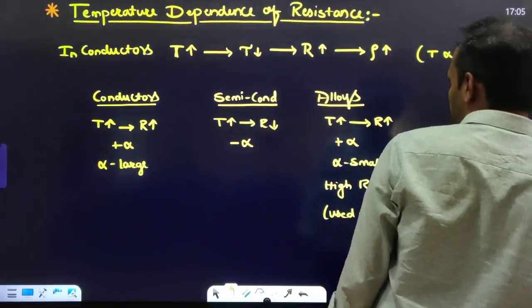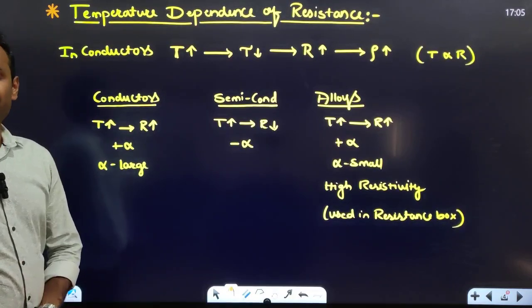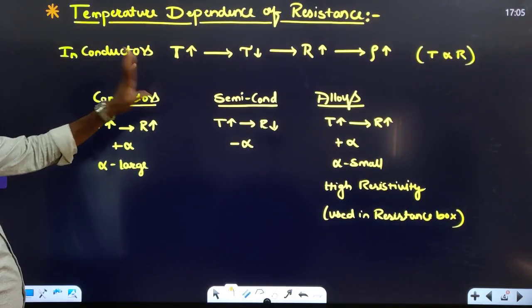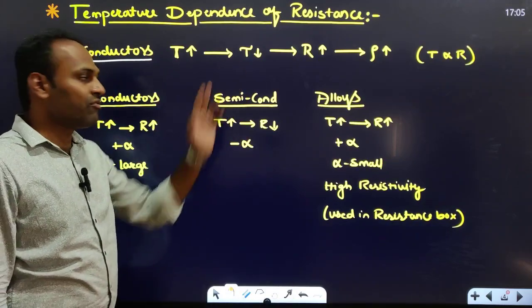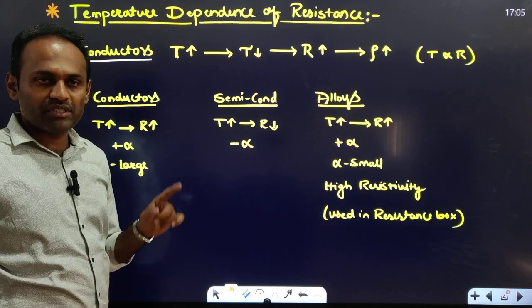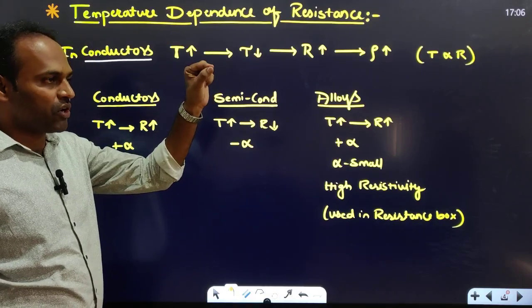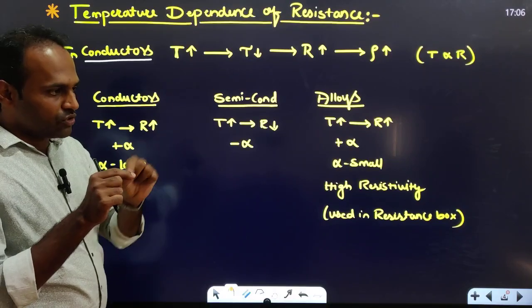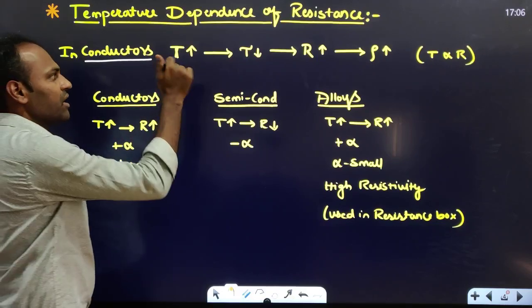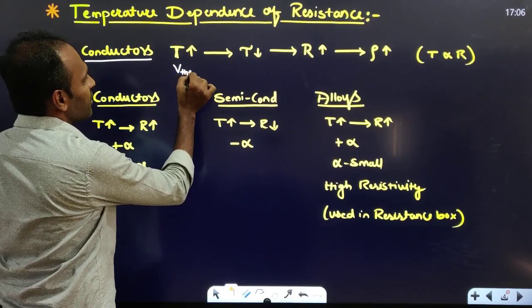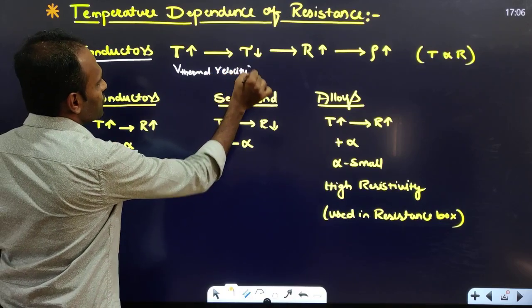Okay, next we'll go for temperature dependence of resistance. See how resistance changes with respect to temperature. This is in case of conductors. So if you increase the temperature of the conductor, relaxation time will decrease. What is relaxation time? Relaxation time is the time spent in between two collisions of an electron. If electron has collided here, this is the first point of collision, this is the second point of collision. So the time taken from first collision to second collision, that is called relaxation time. So if you increase the temperature, thermal velocity of the electrons will increase. Thermal velocity means the speed of the electrons will increase.